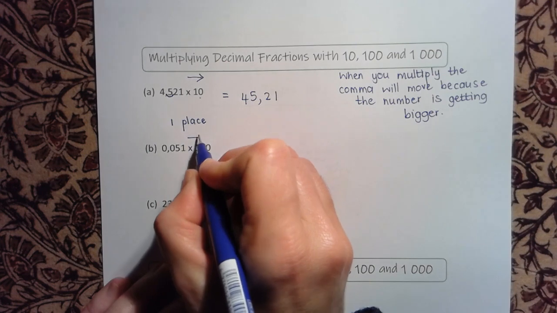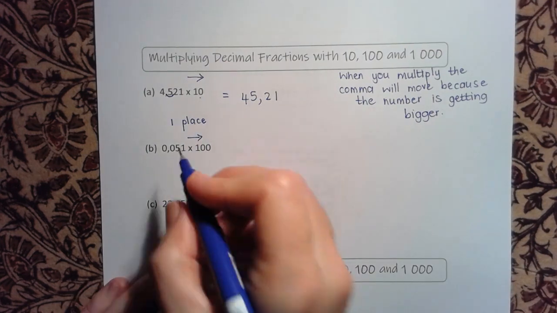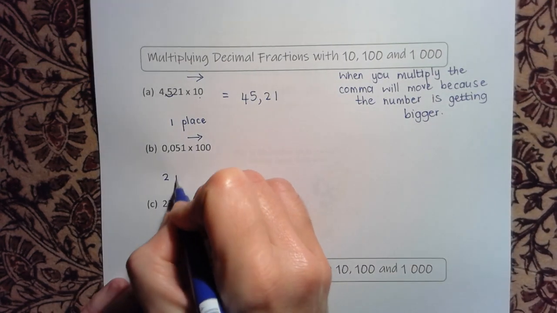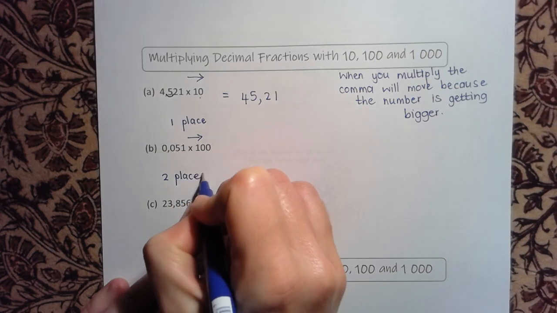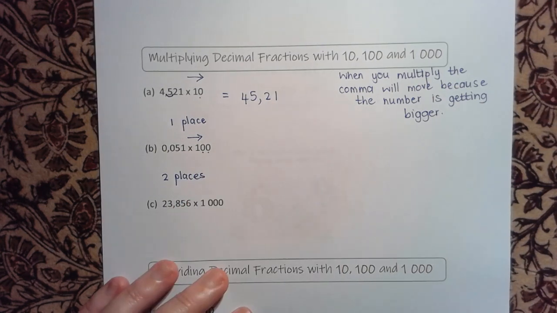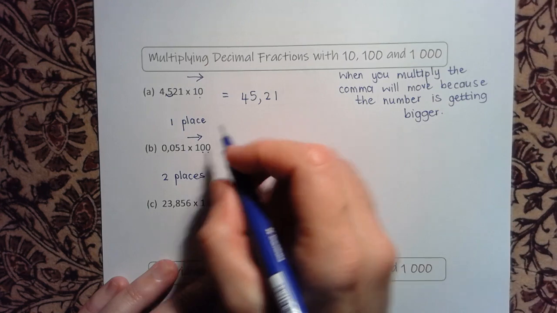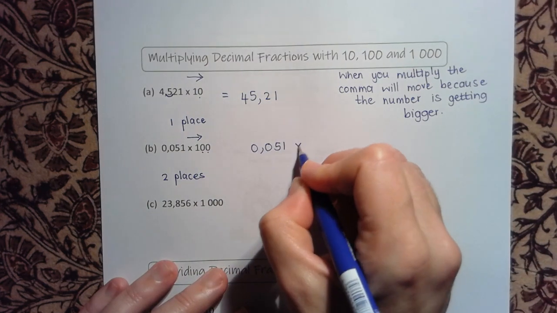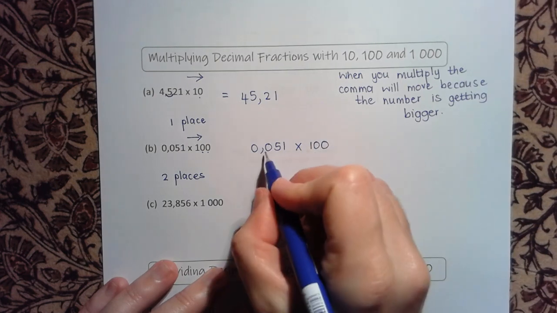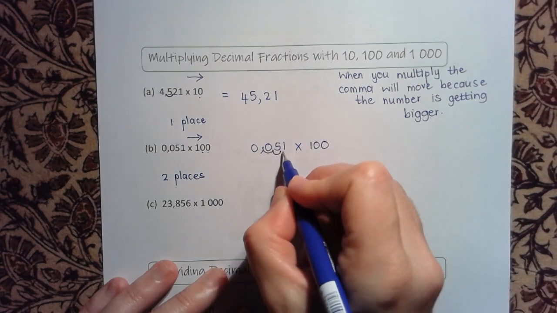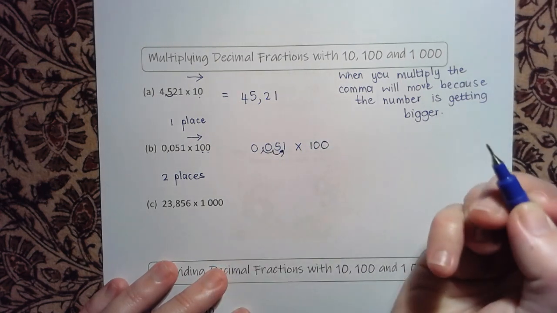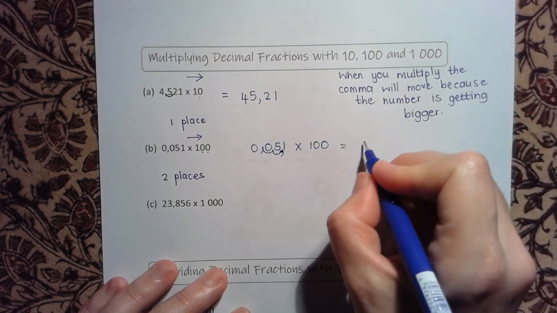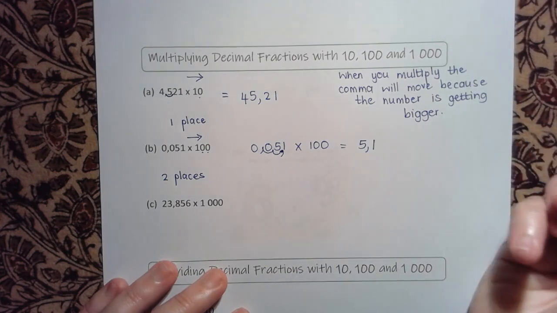And now the same will happen when you multiply with 100. Remember, you're multiplying, so the comma is going to move to the right. And now it's going to move two places because there are two zeros. Okay, so if I rewrite this number, 0,051 multiply with 100, so it's going to go 1, 2 places. So now the comma is going to be there. So your answer is going to be 5,1.